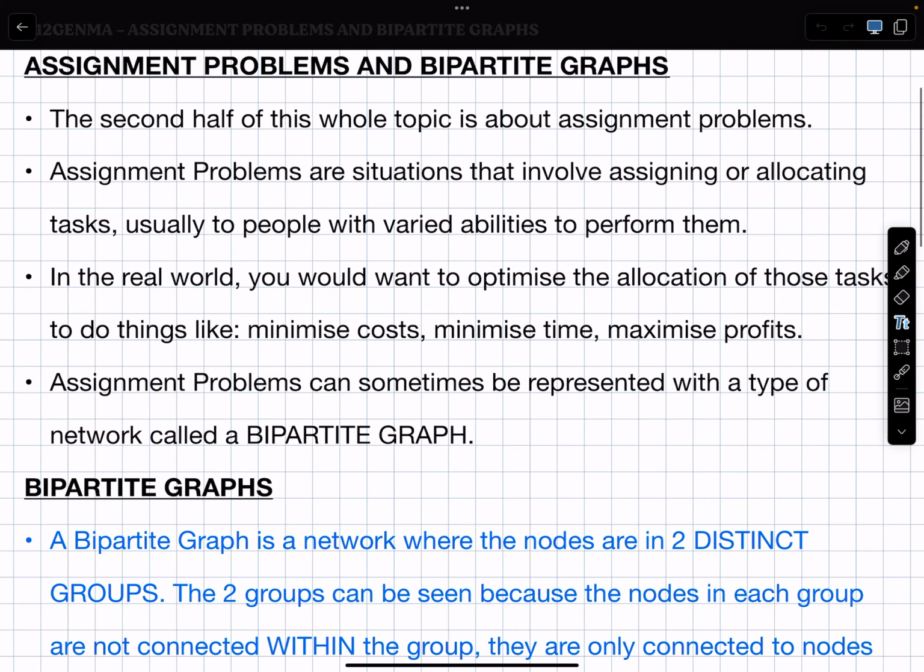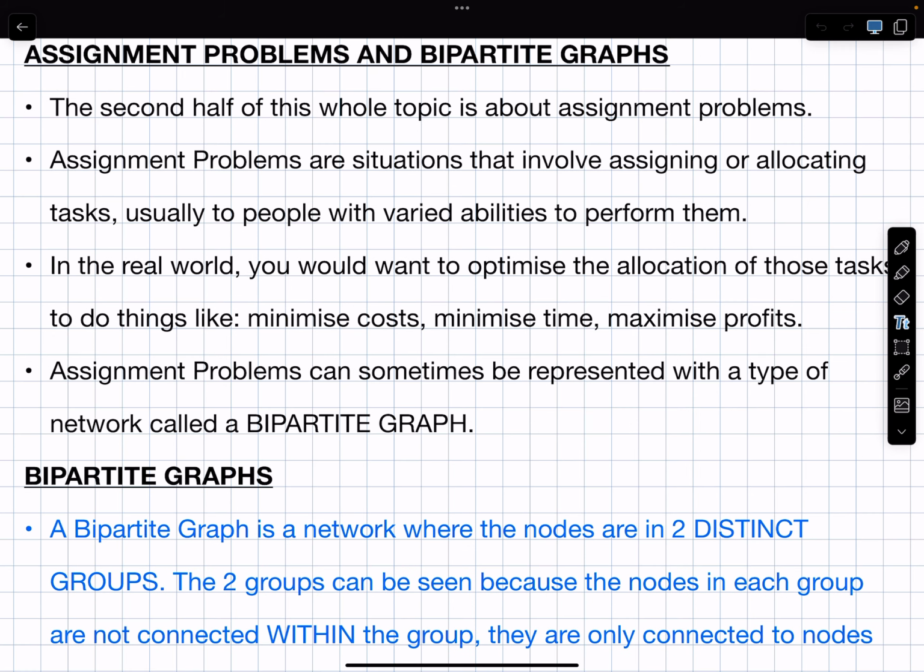All right, we're starting off with the idea of assignment problems and bipartite graphs. The second half of this whole topic is about assignment problems. The first half was about finding a path through a network. The second is about assigning, usually people, to the right tasks to do something fast or do something to get the highest score, something like that.